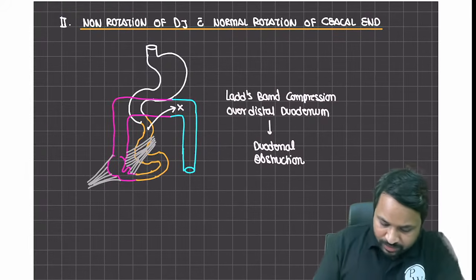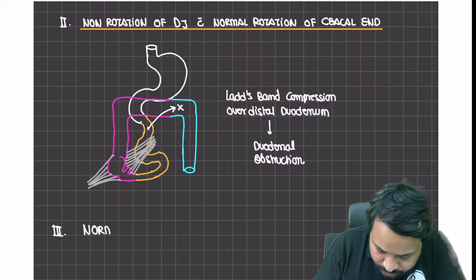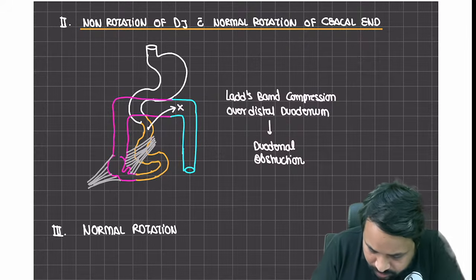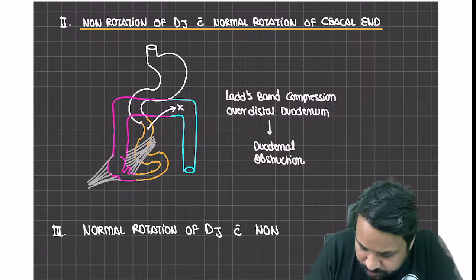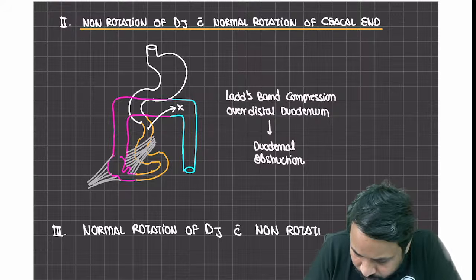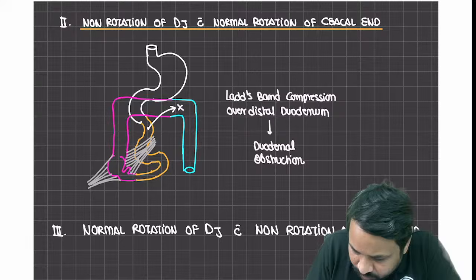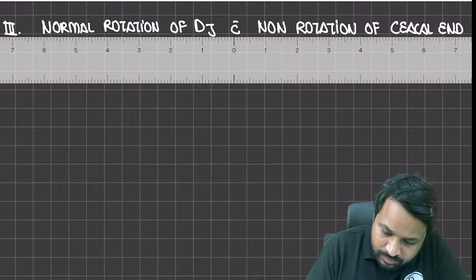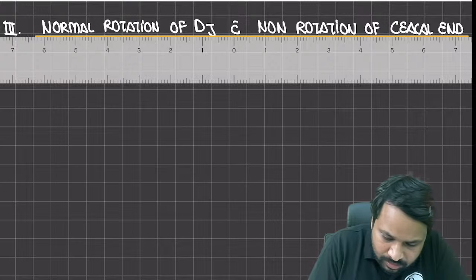थर्ड वाला देख लेते हैं, where you had a role reversal. Role reversal में क्या था? There was normal rotation of DJ with non-rotation of Cecal end. Okay? Again, nothing spectacular. Same thing. Little bit of interpretation has to be changed, but then you will get the basic objective.